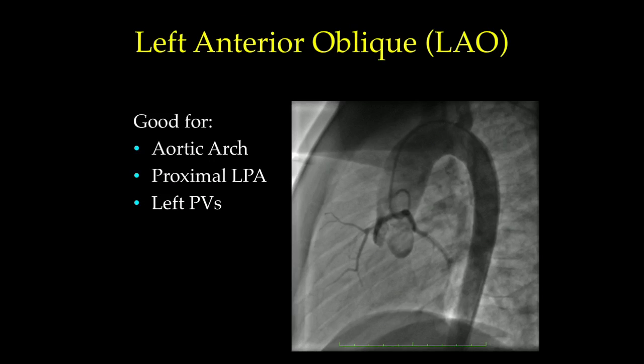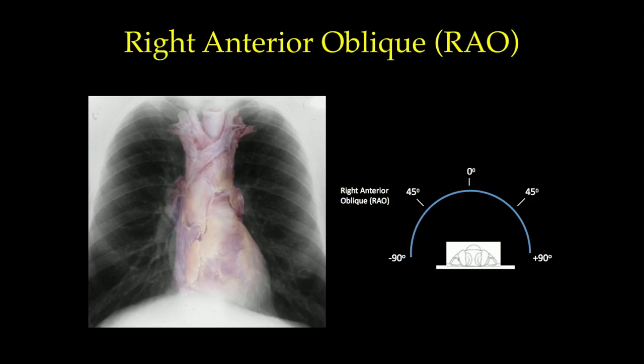In terms of left anterior oblique, it's good for aortic arch. It also is good for proximal LPA, because remember the LPA comes off and goes leftward and posterior. So if we want perpendicular to that, we're going to go LAO. And then left pulmonary veins, because they come in from posterior to anterior, but sort of coming from left towards the midline.